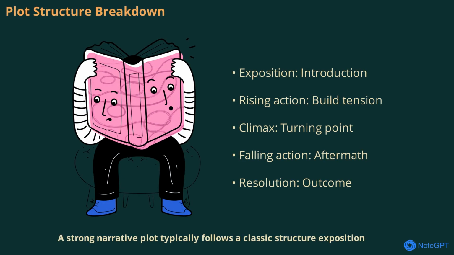A strong narrative plot typically follows a classic structure: exposition, rising action, climax, falling action, and resolution. The exposition introduces the context and main situation, setting the stage for what's to come. Rising action presents challenges or conflicts that build tension leading up to the climax, the turning point or most significant moment. After the climax, the falling action shows the aftermath, and the resolution ties up loose ends, revealing the outcome and its implications. This structure helps readers follow the story and understand its significance.